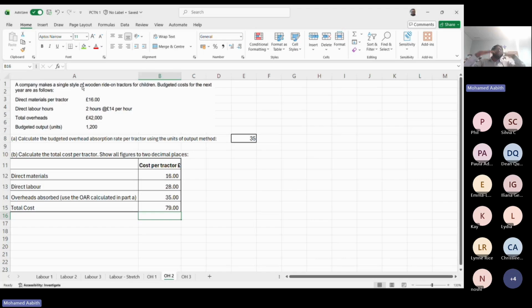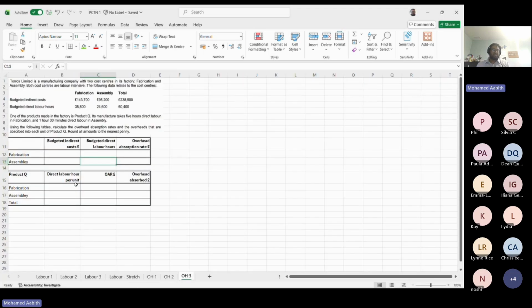It only works if the product is only one type. If you do multiple different products, I could not use the unit absorption method. Why? Because it is irrelevant, because some of the items may take 10 hours, another one takes 1 hour. So it's not fair to absorb the same amount of overheads for all the different units when they are really different, because if it takes longer, I need to put more overheads towards it than something that can be produced in less time. So that is the reality there.